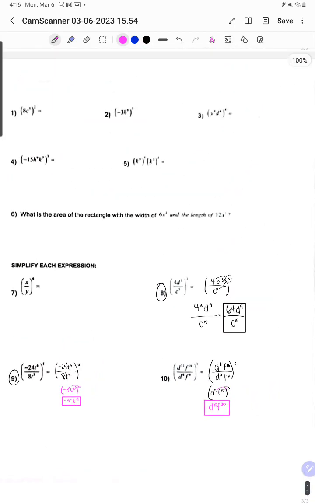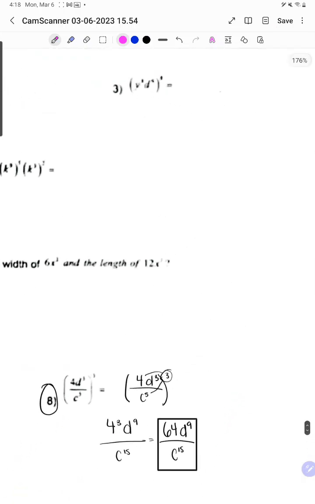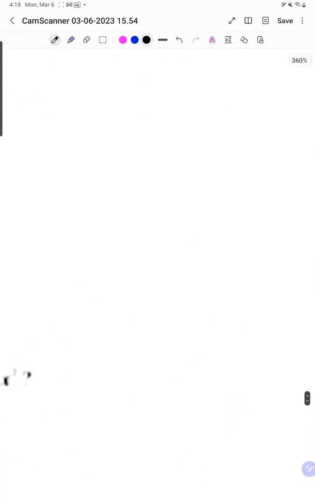Okay, you should now fully be prepared to go and do your exit ticket. One other thing, I'm so sorry, I know I just said you were ready to go do your exit ticket, is that the last question on number 5 says, what is the area of a square with a side length of 8x to the third?